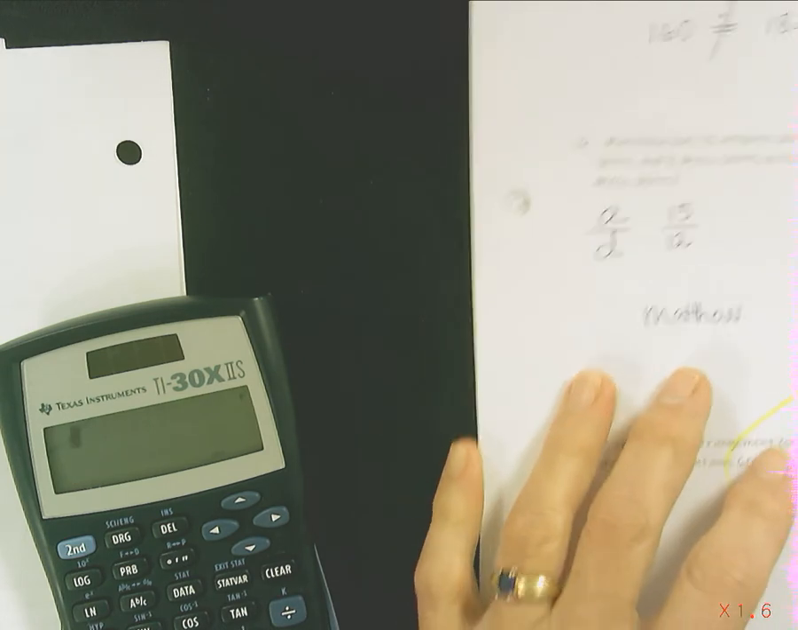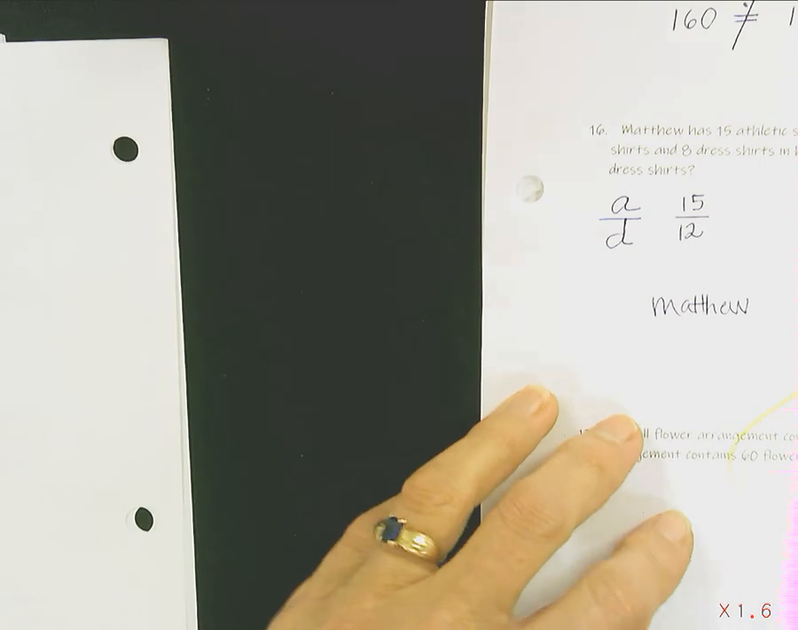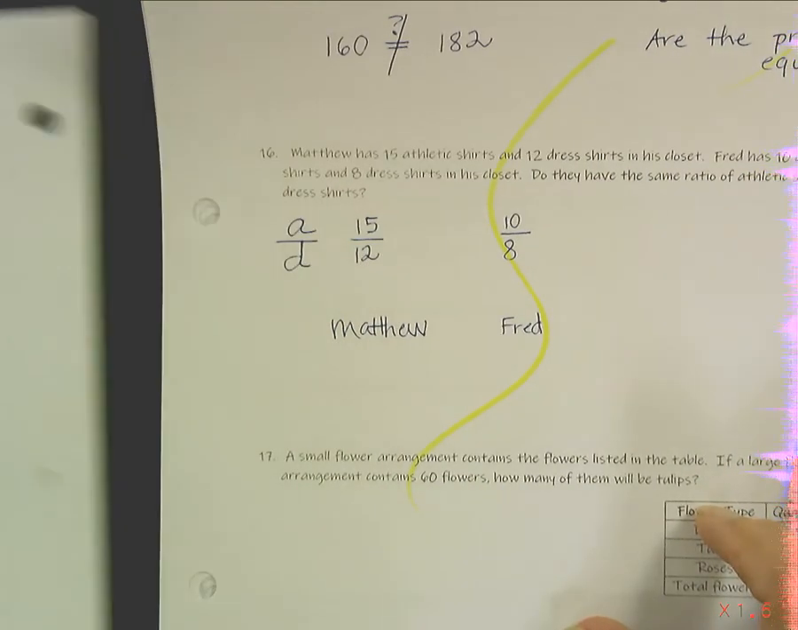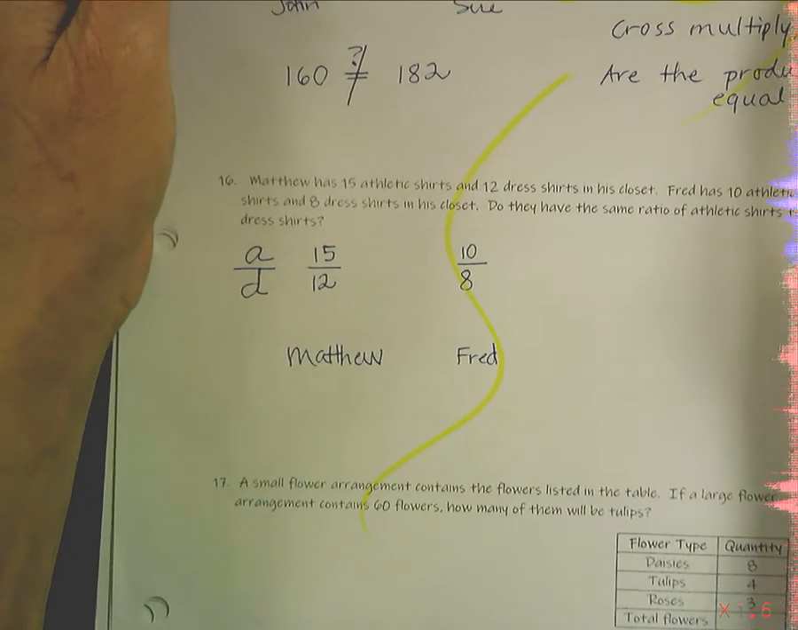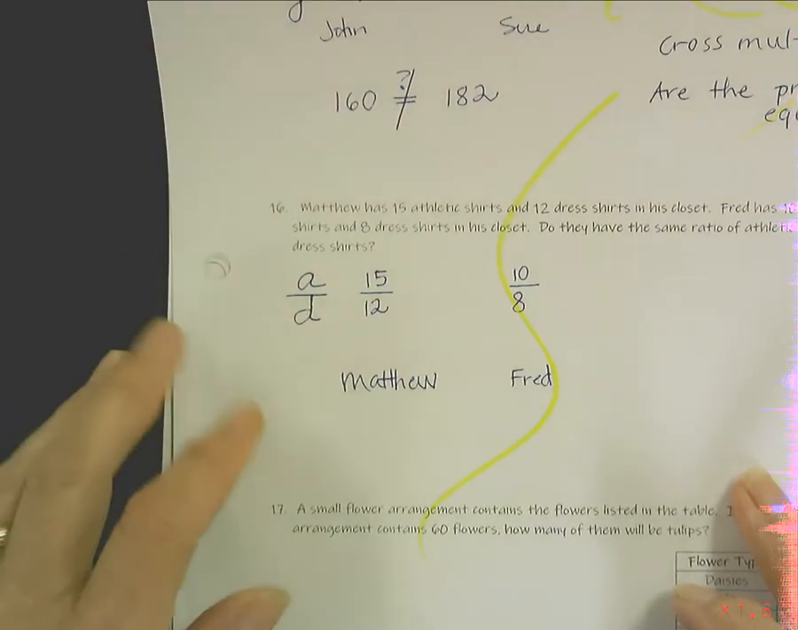Matthew has 15 athletic shirts and 12 dress shirts in his closet. Fred has 10 athletic shirts and 8 dress shirts in his closet. Do they have the same ratio of athletic shirts to dress shirts?